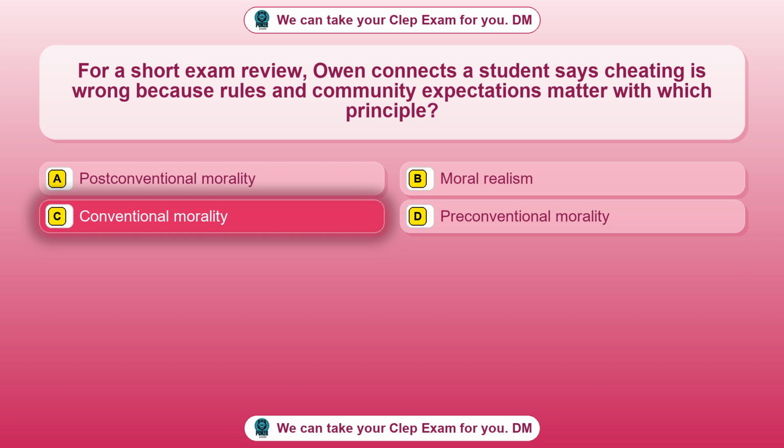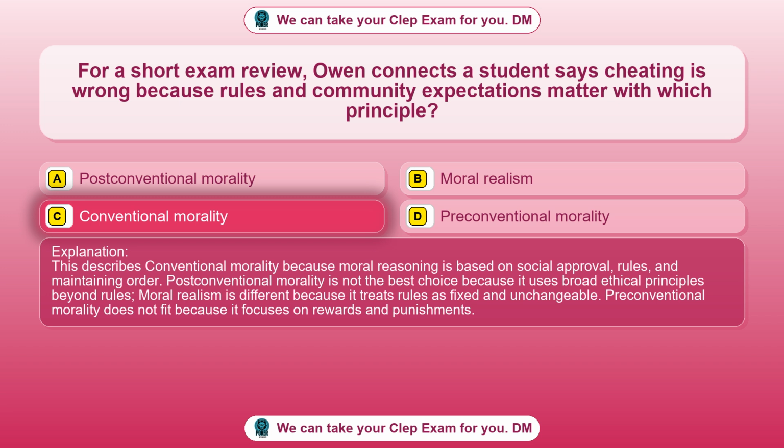Conventional morality. This describes conventional morality because moral reasoning is based on social approval, rules, and maintaining order. Post-conventional morality is not the best choice because it uses broad ethical principles beyond rules. Moral realism is different because it treats rules as fixed and unchangeable. Pre-conventional morality does not fit because it focuses on rewards and punishments.